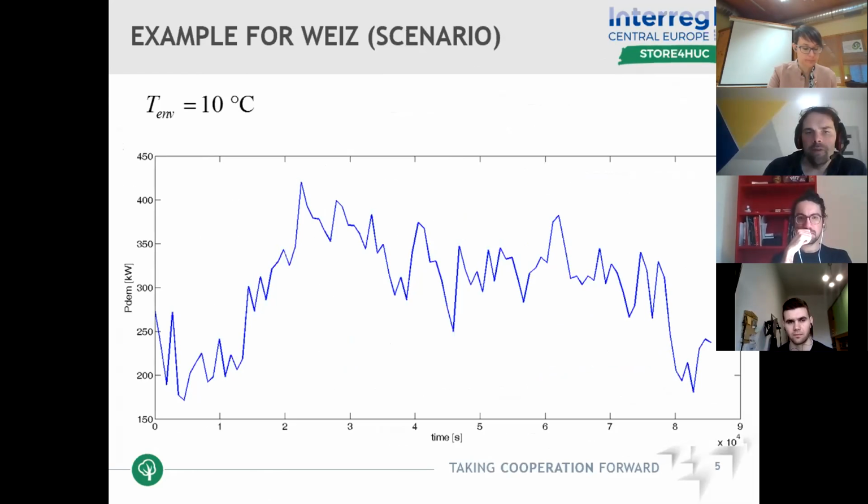For whites, the scenario we considered is a constant environment temperature of 10 degrees. And regarding the heat demand profile, it is the one shown here. So you can see the range of heating demands occurring on white site. This is recorded on calorimeters on the site. So it actually resembles how the demand behaves during a particular day.